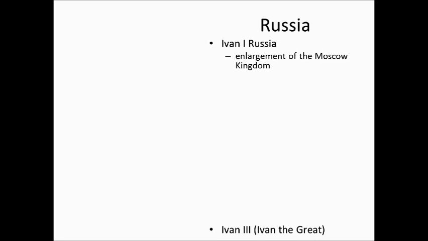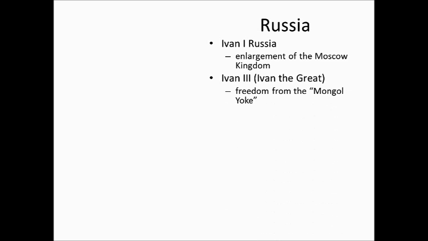Okay, so what about Russia? Ivan I of Russia is the first ruler to enlarge the kingdom and establish Moscow as his primary base. Ivan III, also known as Ivan the Great, will be the ruler who frees Russia from Mongol control under Batu Khan, the grandson of the great Genghis Khan, who we'll talk about later in this unit.